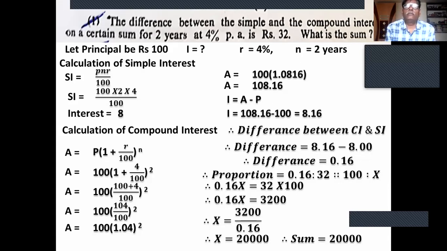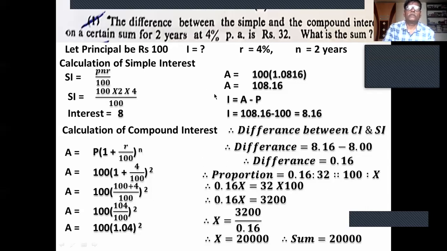So in this problem, you consider 100 as principal. First, you calculate simple interest. In the second step, you calculate compound interest. Then third step, you take the difference. In the fourth step, you write the proportion and get the answer. Four steps you follow. This is the first problem from exercise B.